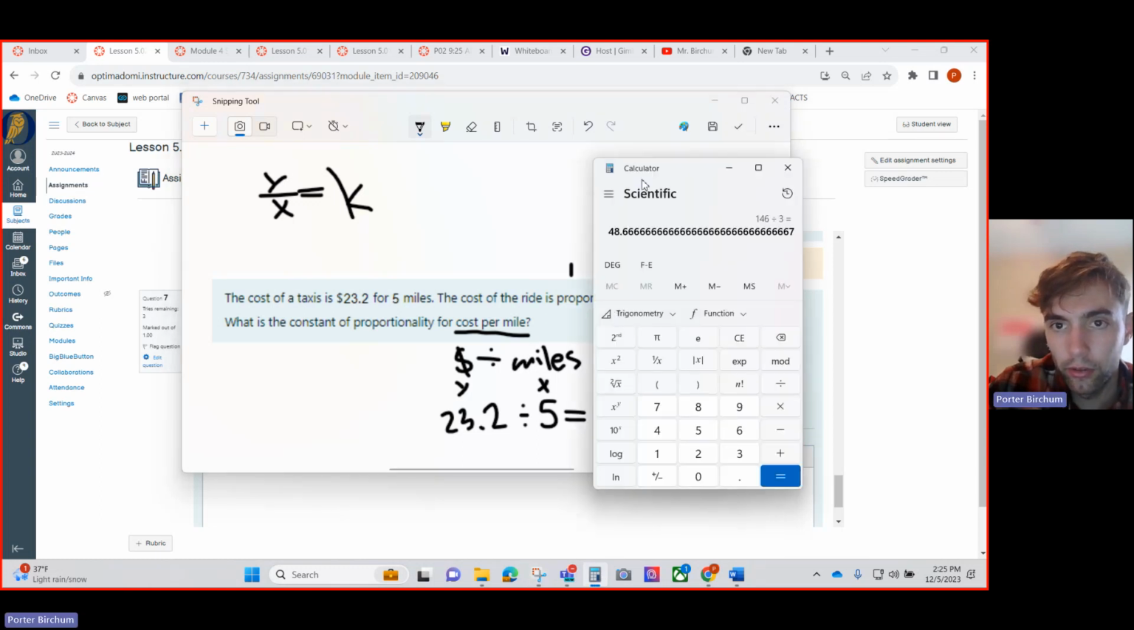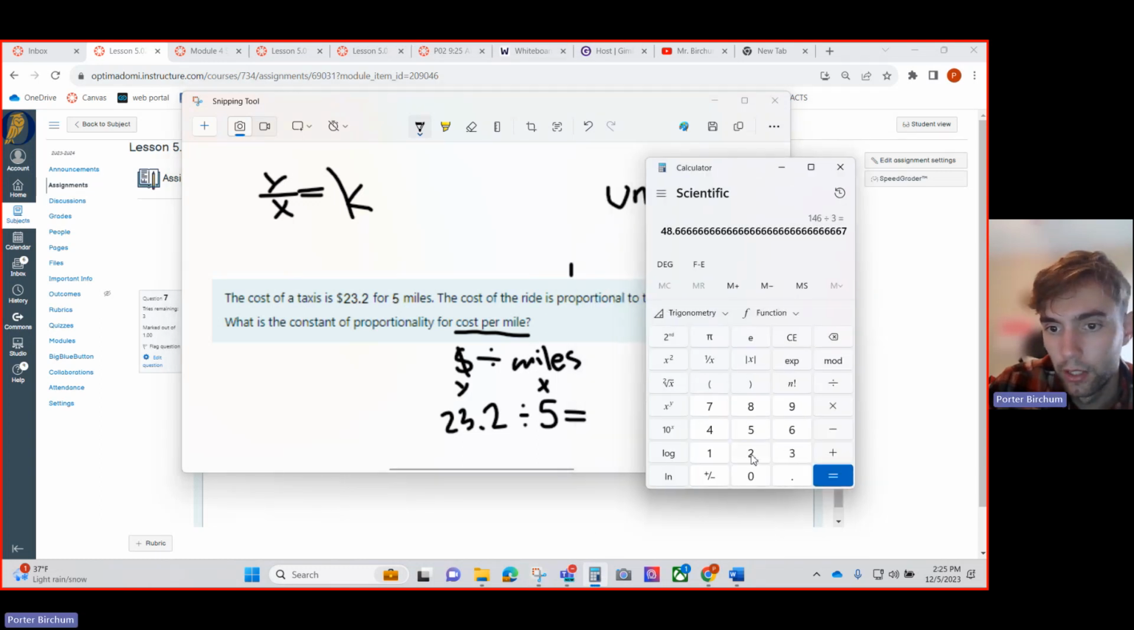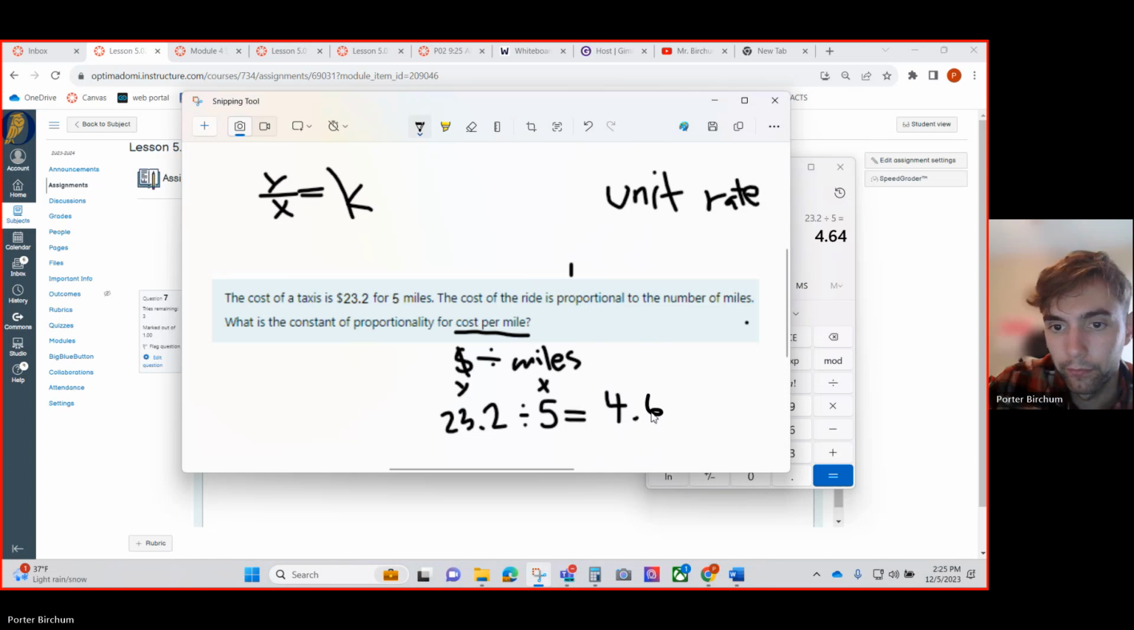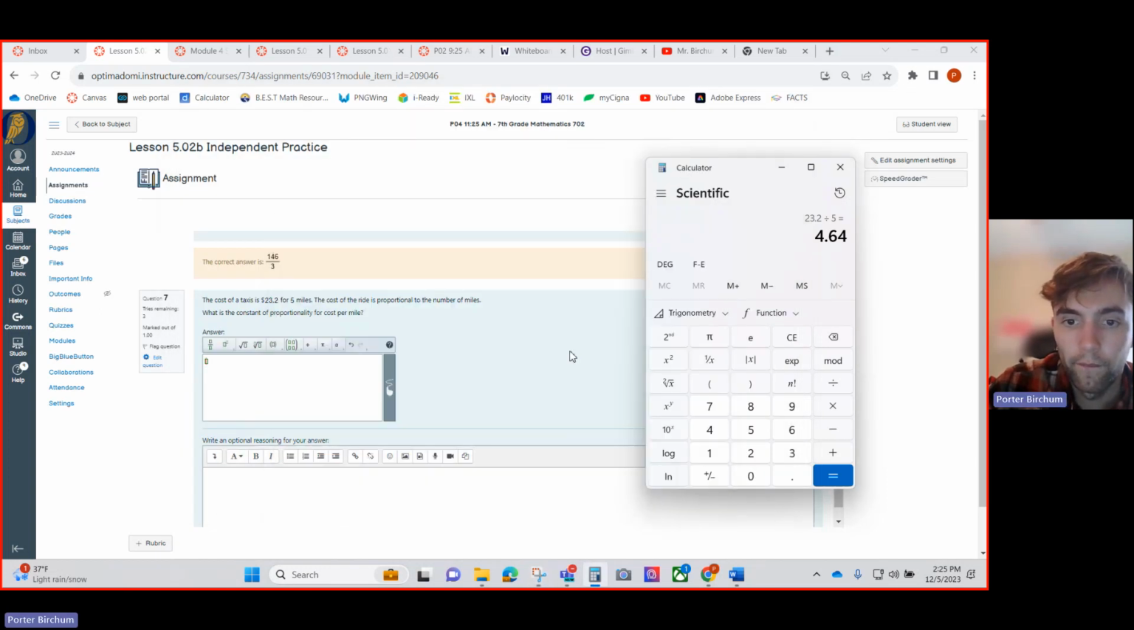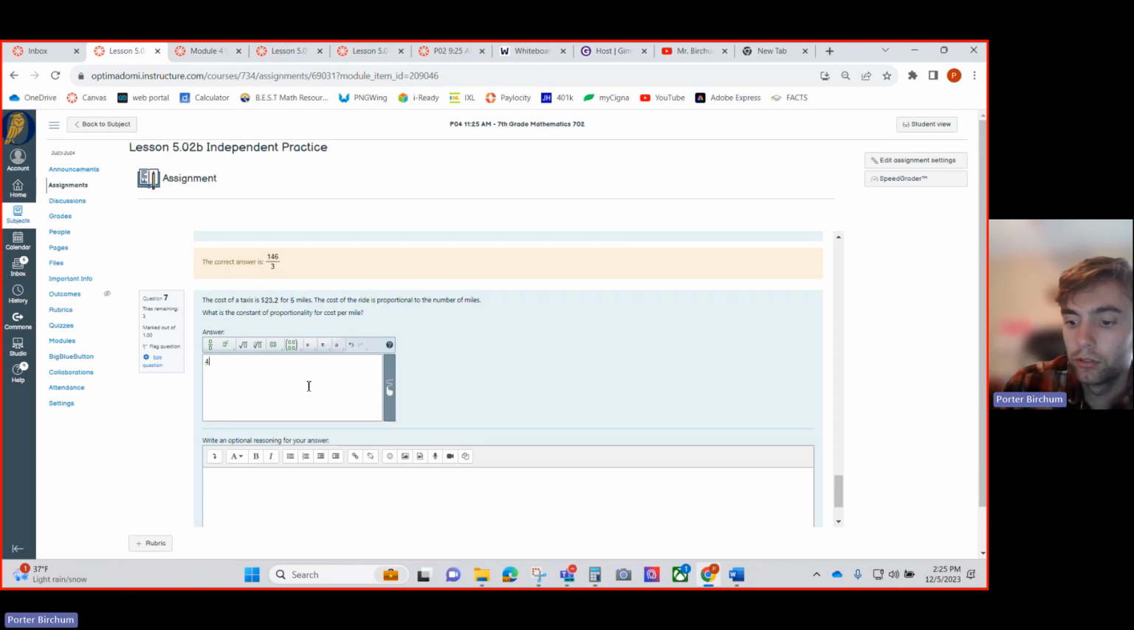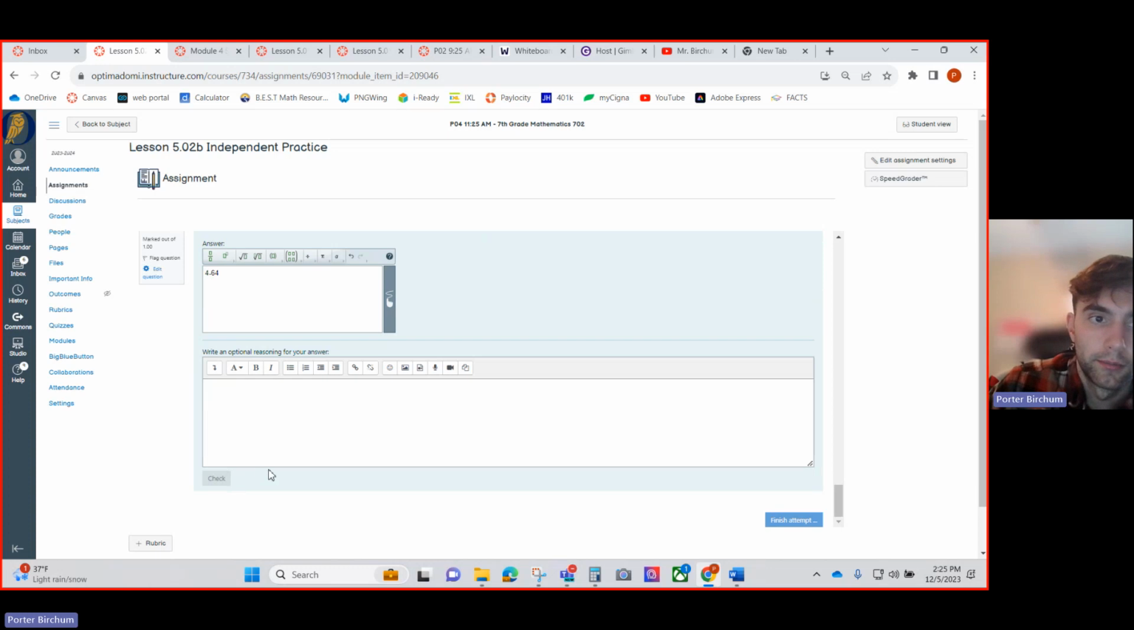What is this, senor calculator? 23.2 divided by 5 is 4.64. That is the constant of proportionality. It costs $4.64 per mile for a taxi.